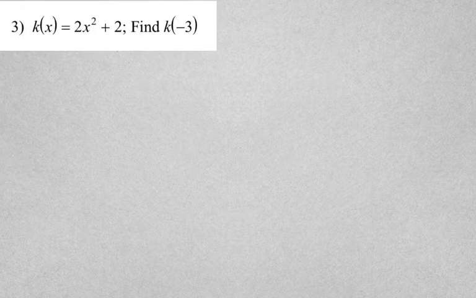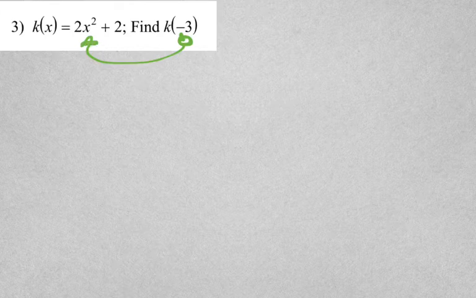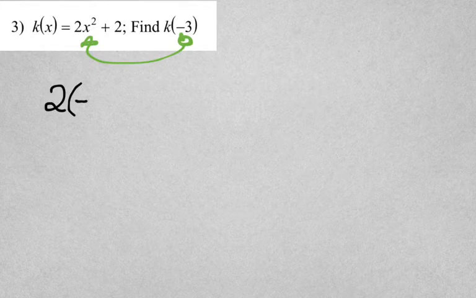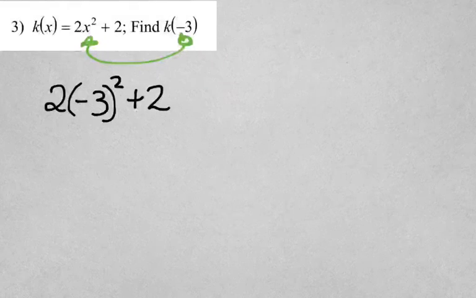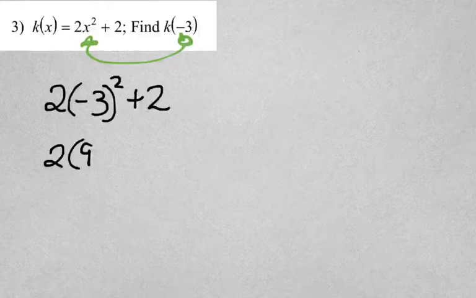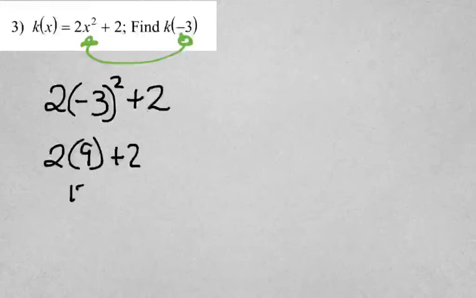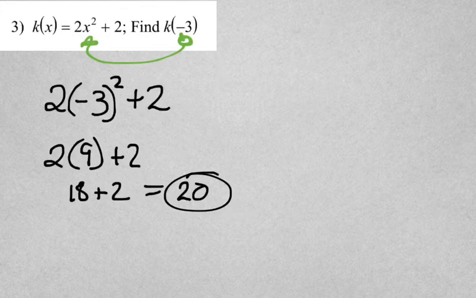On this next one, I'm plugging in a negative 3 into my variable. And be careful in this, that when you plug it in, use parentheses, and that when you use your calculator to find out what negative 3 squared is, you're doing negative 3 times negative 3. Make sure you put that in parentheses. And so 2 times 9 plus 2. So 18 plus 2 is 20. That's my answer.